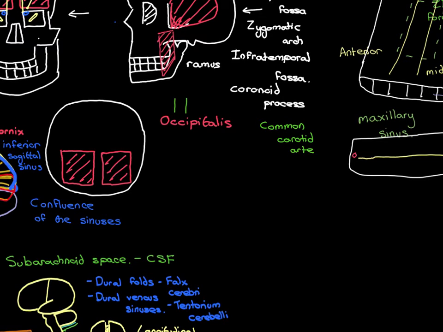Now, the reason it's called the common carotid artery is that it is the artery before it splits into the external carotid artery and the internal carotid artery. So it's the combination of the two, if you like.